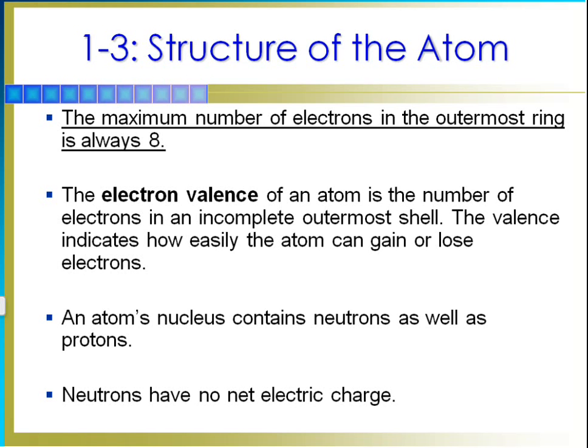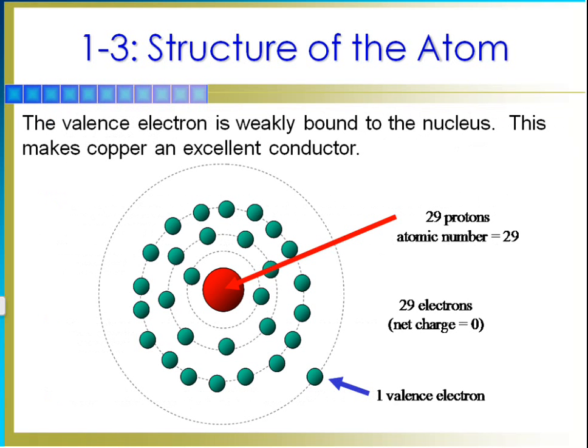All right. So, as I keep saying, the maximum number of electrons in the outermost ring is 8. It is your valence ring, and the electron valence of an atom is the number of electrons in an incomplete outermost shell, and it will indicate how easily you can gain or lose electrons. And we're not worried about neutrons, so we're going to move on, and we've seen this one before.